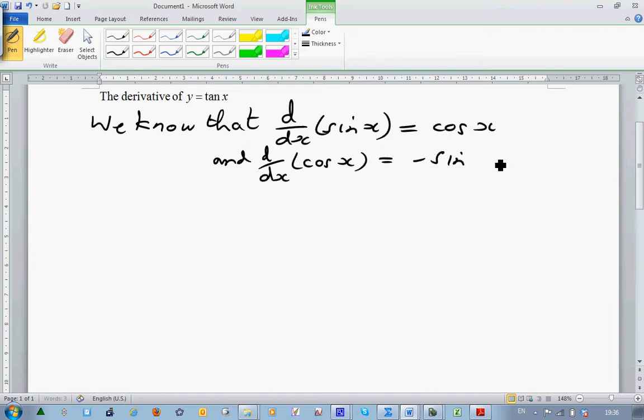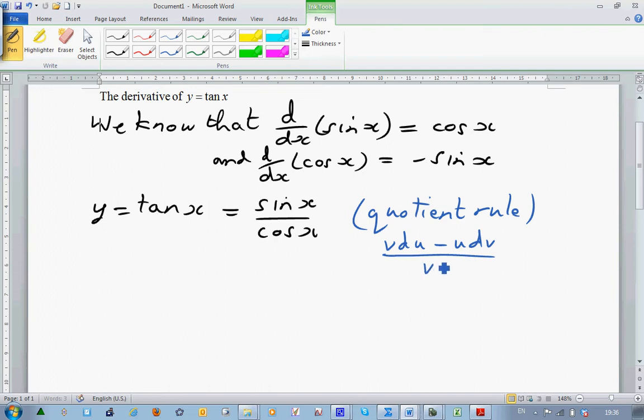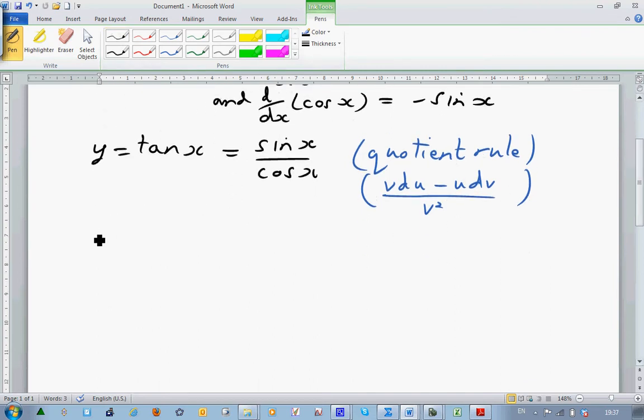Now we've seen that before in the other notes, and so what we're going to use is the fact that if we have y equals tan x, well, we know that tan x is sine x over cos x. So we've now got good old quotient rule. Okay, which, if you remember, was v times the derivative of u minus u times the derivative of v, all over v squared. So we're going to use that fact to find the derivative of y.